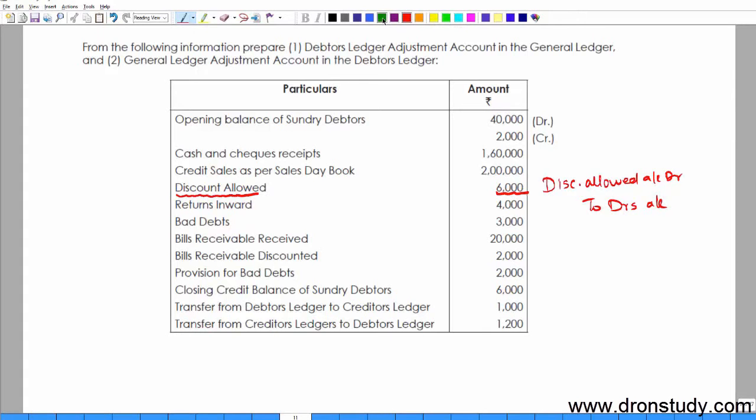In self-balancing, the entry is going to be different. Instead of discount account, what we'll say? General ledger adjustment account in debtors ledger. Okay, so this account should be debited, and instead of debtors, we'll say debtors ledger adjustment account in general ledger. So general ledger adjustment account in debtors ledger should be debited, and debtors ledger adjustment account in general ledger should be credited. So first let's go to debtors ledger and we'll pick up general ledger adjustment account. That is, we should debit.